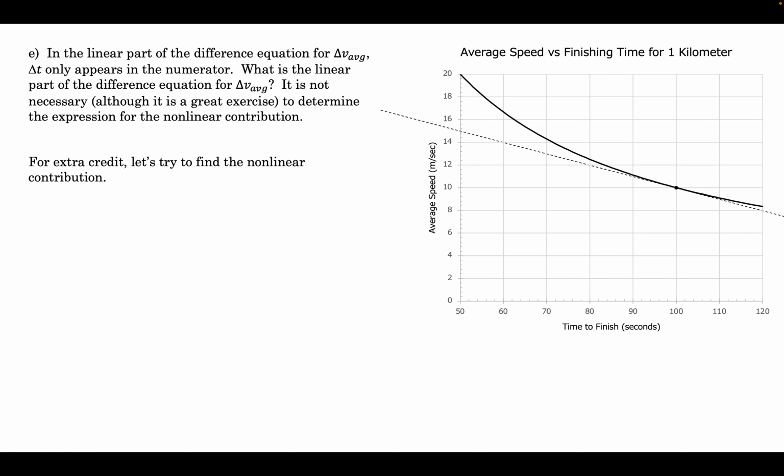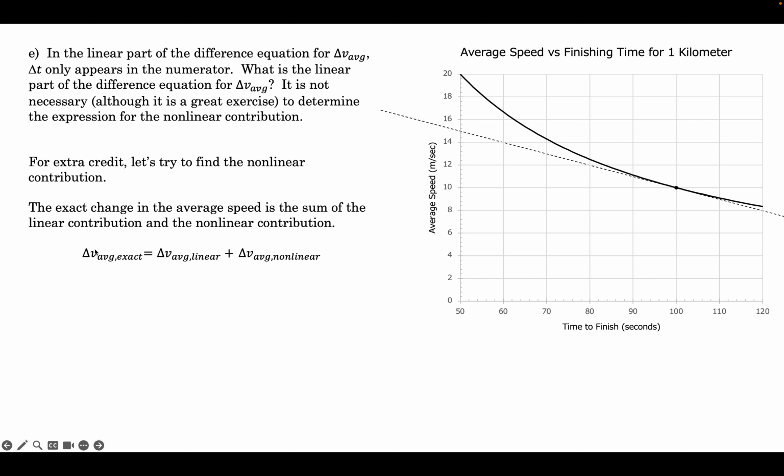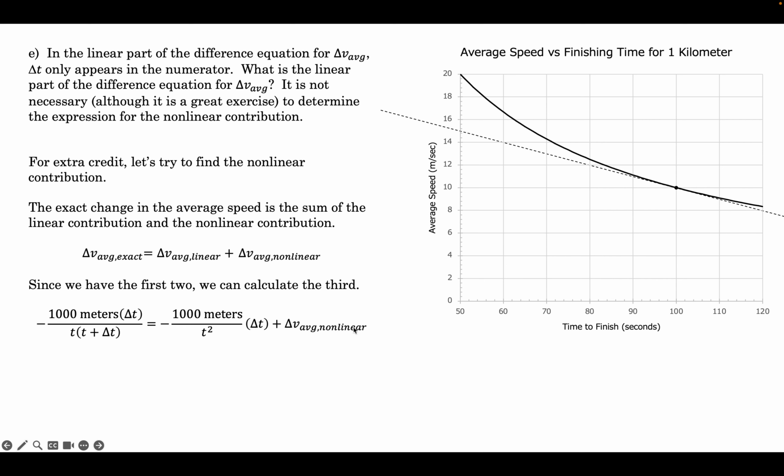So let's try to find the nonlinear contribution. We have the exact change and we have the linear contribution. So the difference is the nonlinear contribution. The exact change in V average: there's the linear part, there's the nonlinear part. We have both of these, so we can calculate the nonlinear part by some algebra. We leave that as an exercise to you. You can pause it and try to get it. So here it is. T delta t squared, it's nonlinear, it's delta t squared. And then the denominator is t to the fourth plus t cubed delta t.